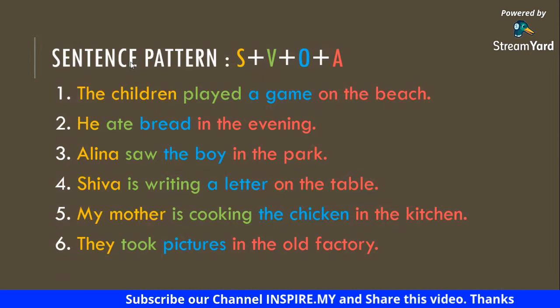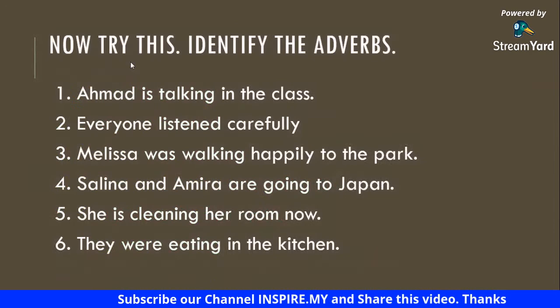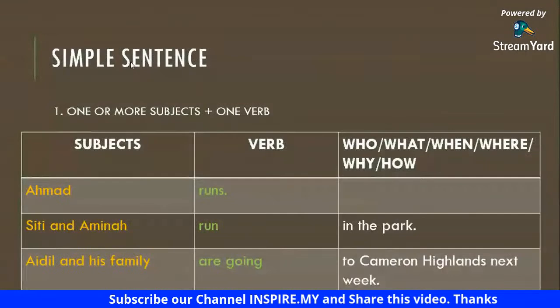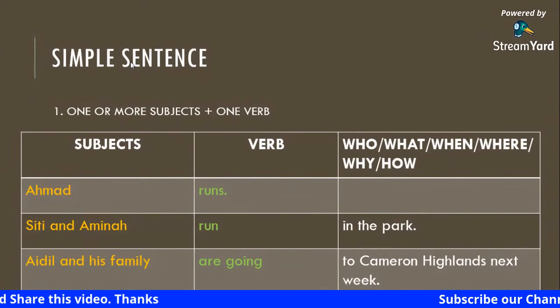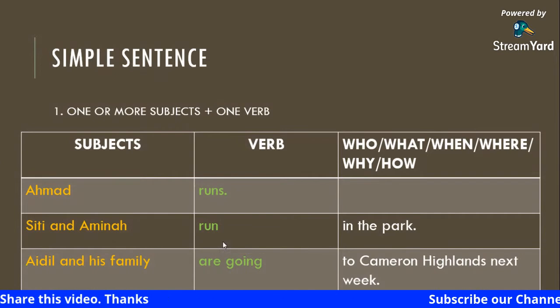Okay, so I'll be going through these types of sentences. I'll be thoroughly speaking about the simple sentences and compound sentences. As for the complex sentences, I think I need a different day to explain, but let's see what we can do right now. All right, simple sentences. A simple sentence is very easy. It has one or more subjects and one verb. Just one verb.